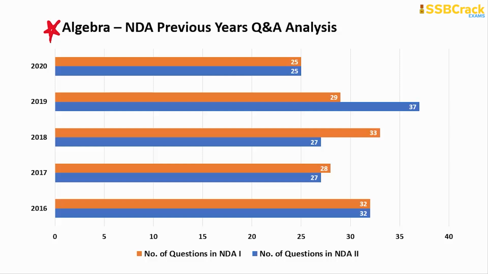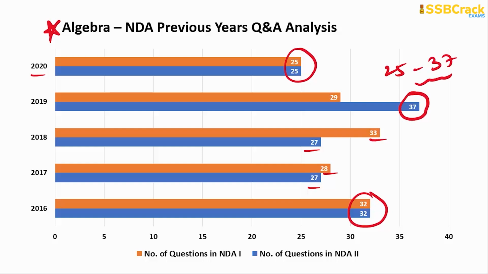For the topic of algebra, there were 25 questions in the year 2020, and in 2019 you can see there were the highest number so far, 37. In other years the questions were 33, then 27, 28, again 27, and 32. So you can see that between 25 and 37 questions were previously part of the NDA examination on algebra. This is the fundamental topic and the base for all the remaining topics in NDA mathematics, so prepare it to boost your score in the NDA mathematics section.